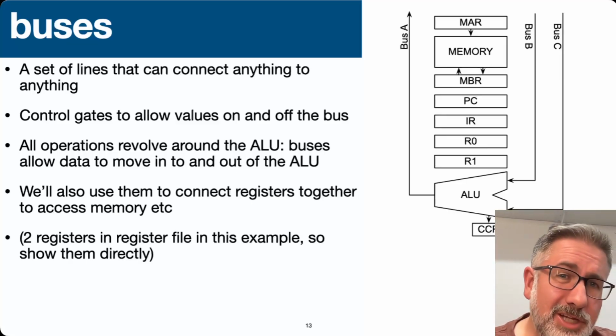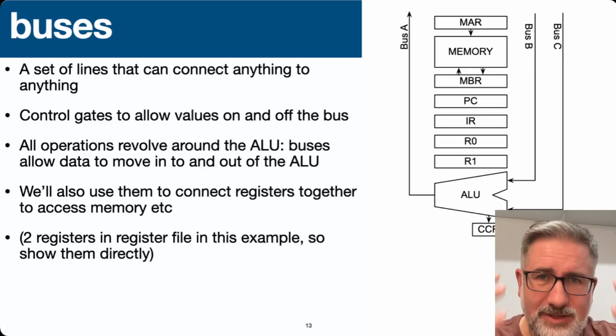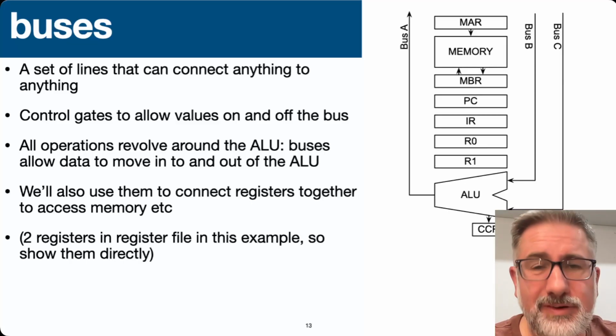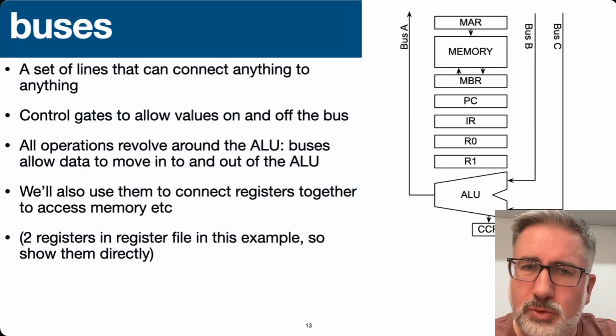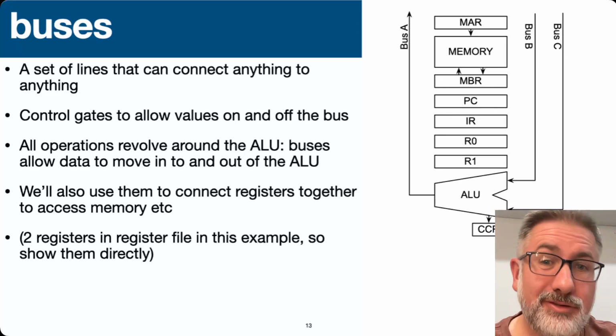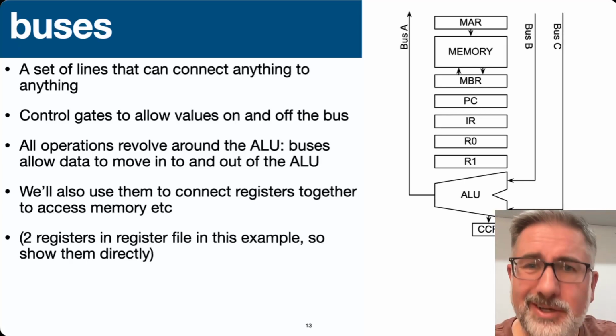Now, we're going to need to do a little bit of extra stuff because if we're going to have these wires connected to everything, we need some ways to turn them on and off, and then we need some way to choose which ones are turned on and which ones are turned off. And so we'll build out the control logic for the 3-bus machine, that's this machine, in the next video.